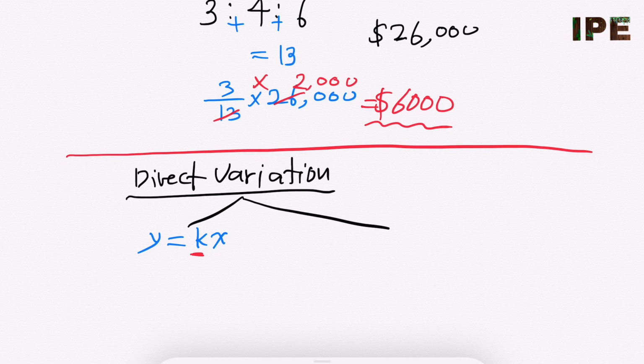If y equals k times x, what does k equal? K equals y over x, right? So y1 over x1 should always equal y2 over x2, because k is constant. It's not a variable, right? So y over x should be constant.